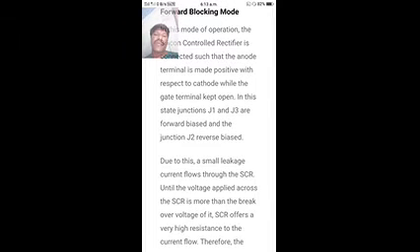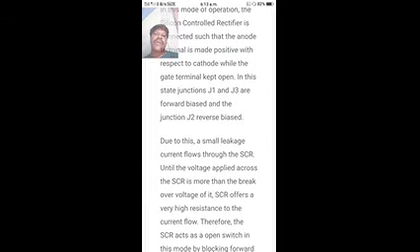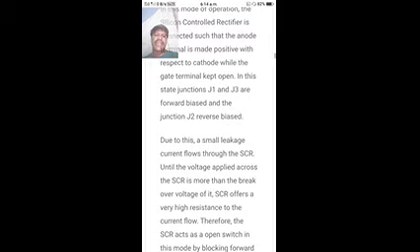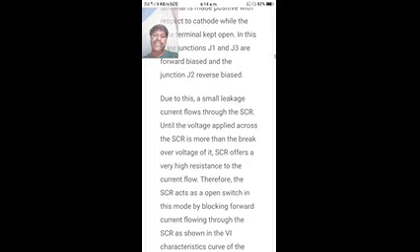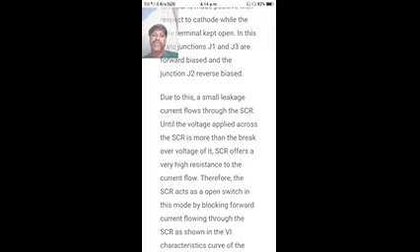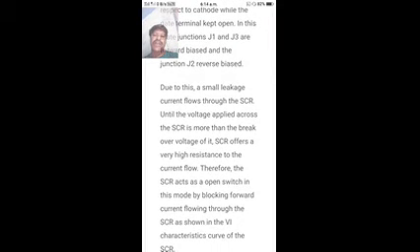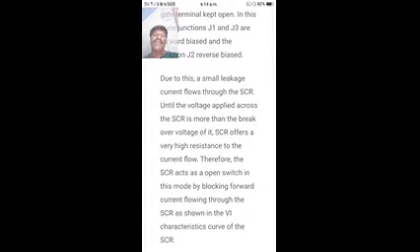So the SCR is said to be in the off state. A small current flows at the junction J2, known as leakage current. The magnitude of this leakage current is very small and we can neglect it, and the device is said to be in the forward blocking mode, also known as off state. Therefore, the SCR acts as an open switch in this mode by blocking forward current flowing through the SCR.